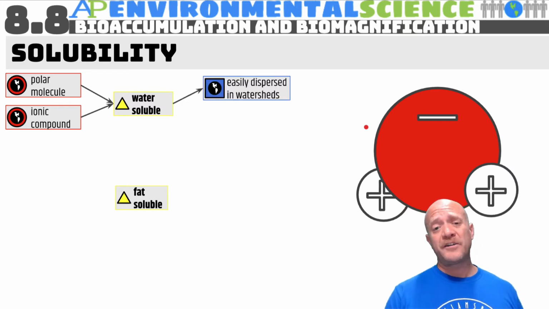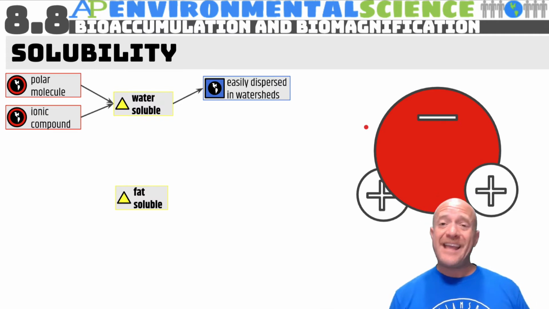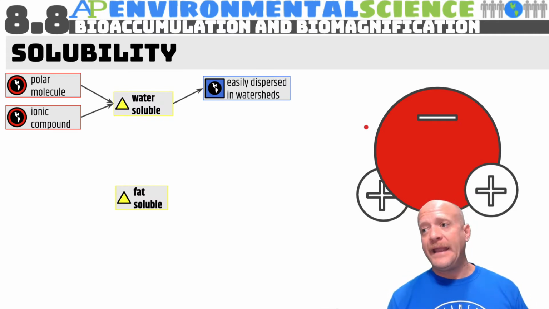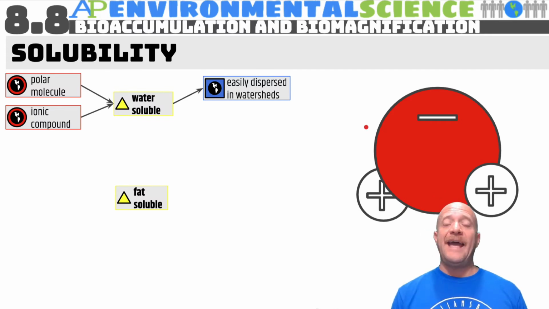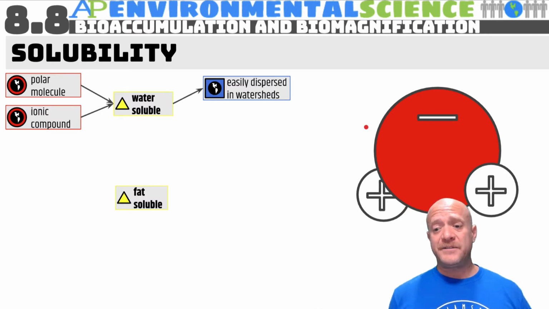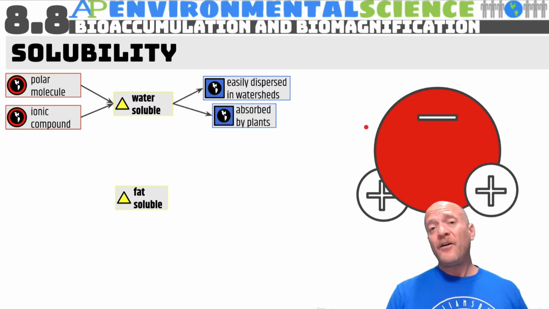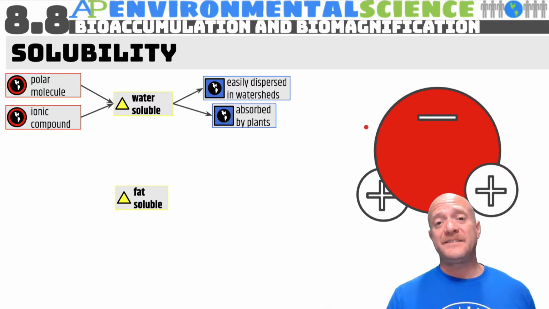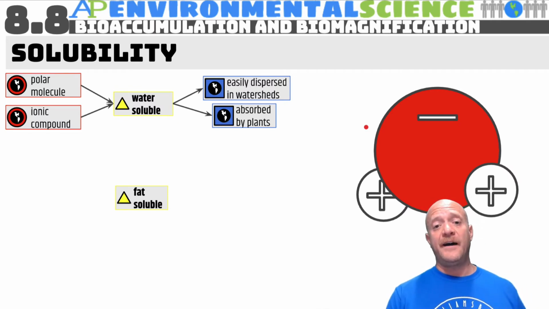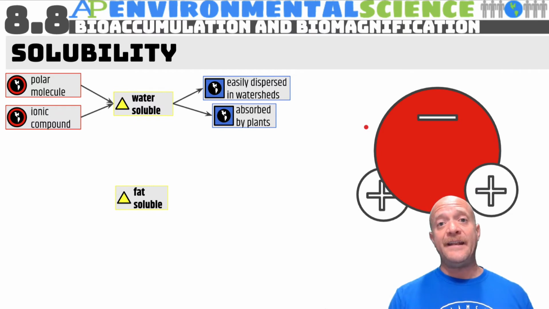And when something is water soluble, it is easily dispersed in watersheds. So an example would be something like acids. Nitrates are water soluble because nitrates are ionic compounds. They can also be easily absorbed by plants because they are traveling through the ecosystem and the watershed in the water.